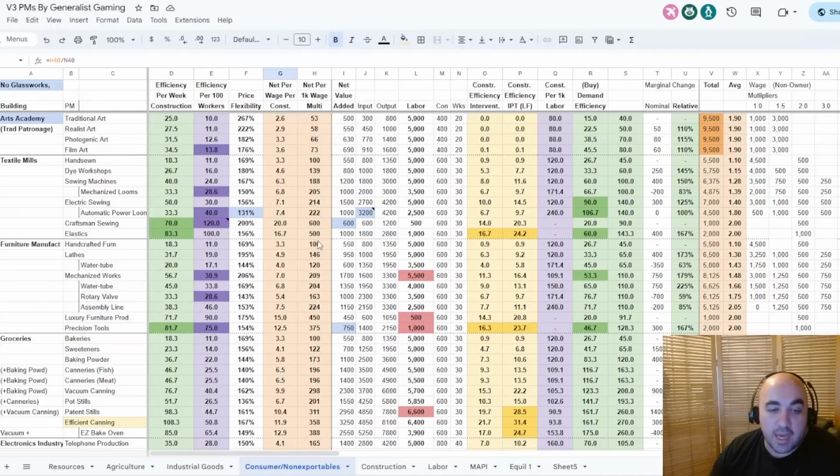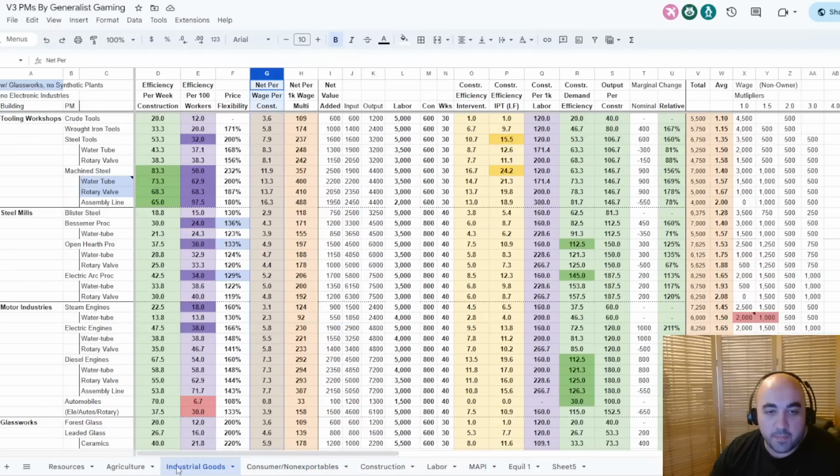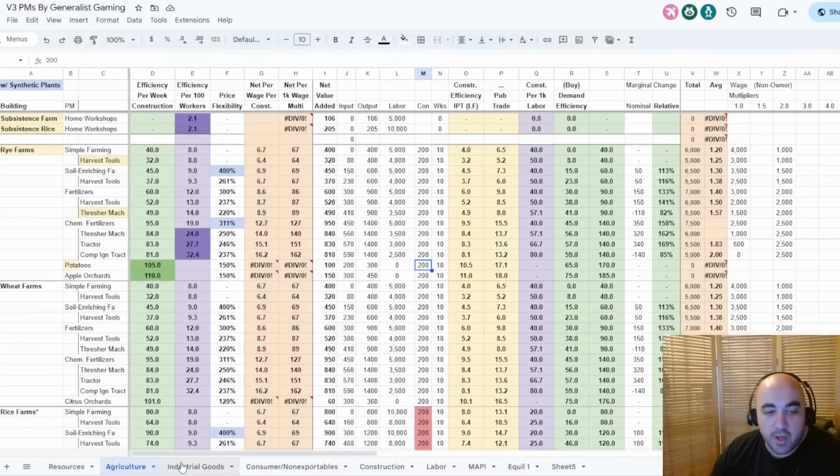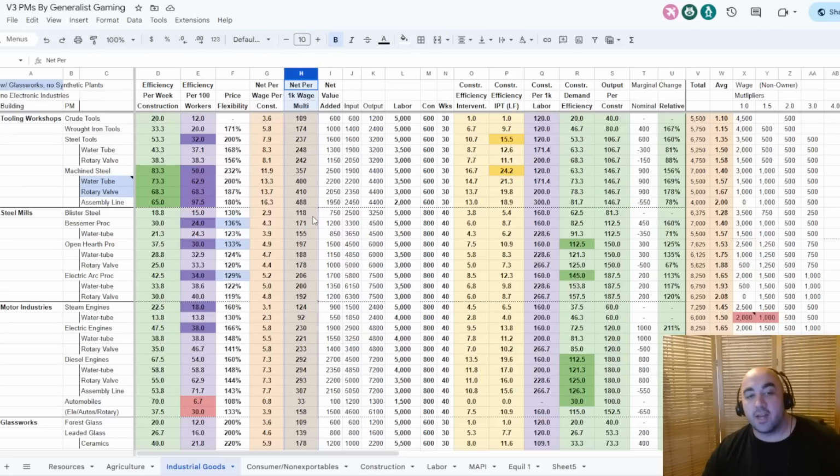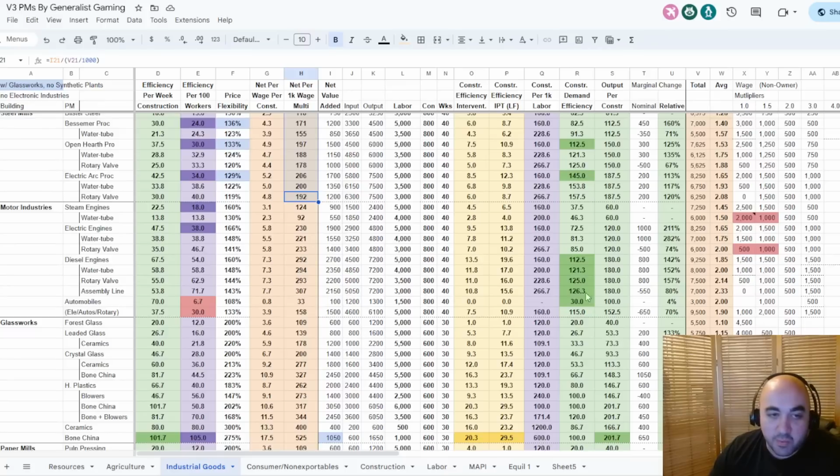Could we find a good example? I'm not sure of a good example off the top of my head, but I'm guessing that building steel in foreign countries, even though it is going to have a decent net, is going to be a bad idea, because steel tends to have a really high wage multiplier. The thing with the absolute highest wage multiplier, if I recall correctly, is the motor industries. Even though this is a high net per 1,000 wage, you have to keep in mind it's an 800 cost building, and it starts to look not very good for foreign investment.